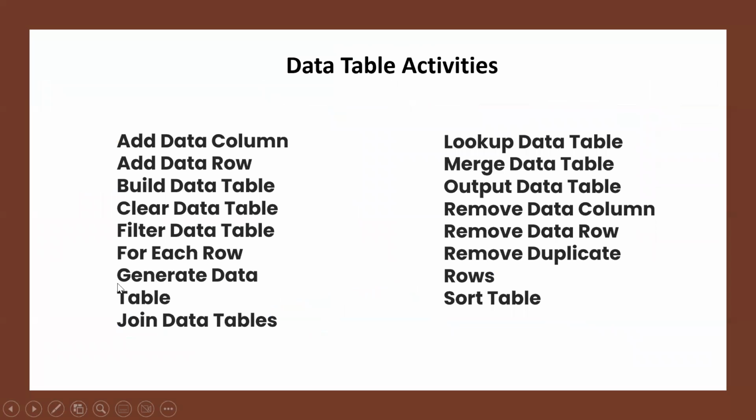Now, these are the data table activities where you can do manipulation of the data table. Till now, we were using expressions, right? Now we'll be using activities to do manipulations. If you want to add a data column, add a row, build a data table, clear a data table, or filter, and even here you have For Each Row, Generate, Join, Lookup, Merge, Output, Remove, and Sort. You have a vast variety of options, which we're going to see now.